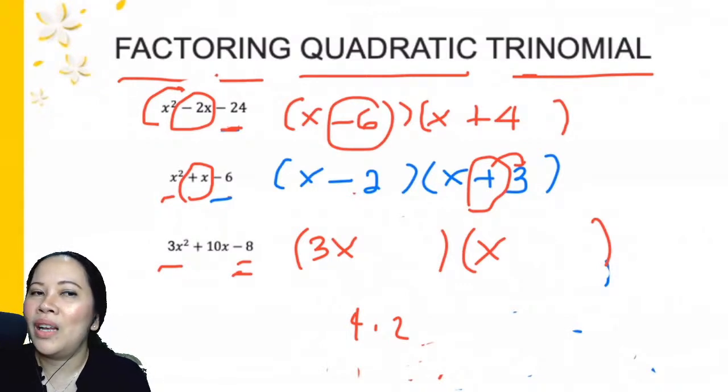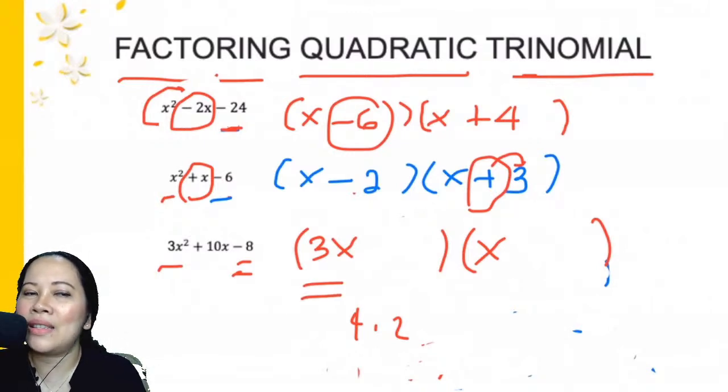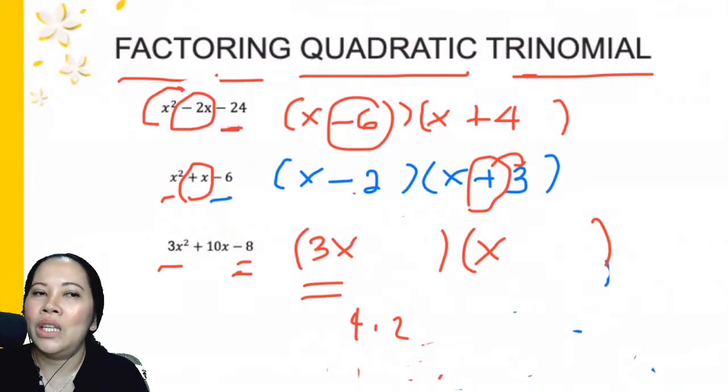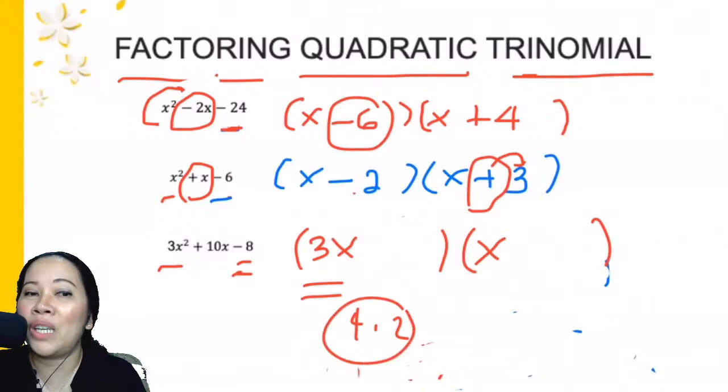But of course, why can we not use 8 times 1? This is your clue. It's already a 3x. If I have an 8, it will go beyond 10, right? 8 plus 3 is not 10, or 8 minus 3 is not 10. So it will go beyond 10. So I'm pretty sure that the factors being used here will be 4 and 2.